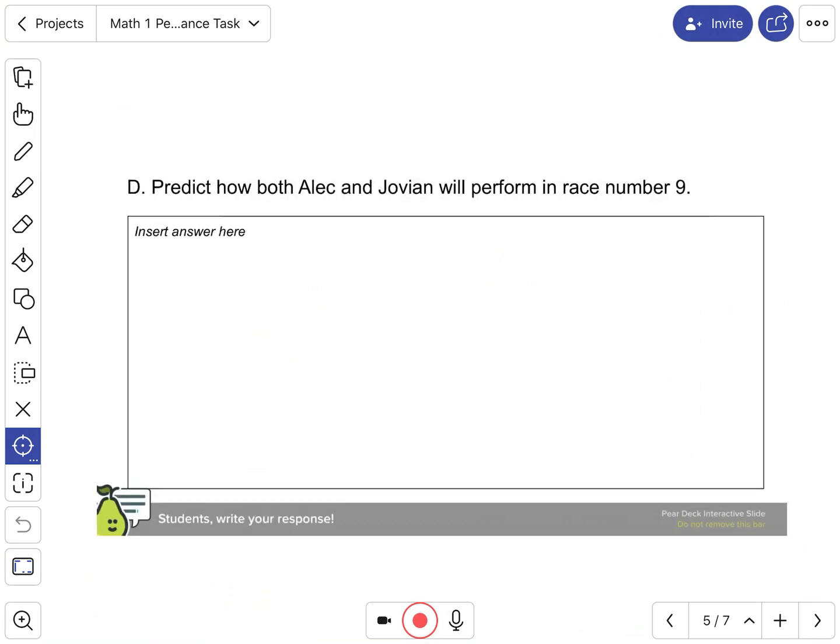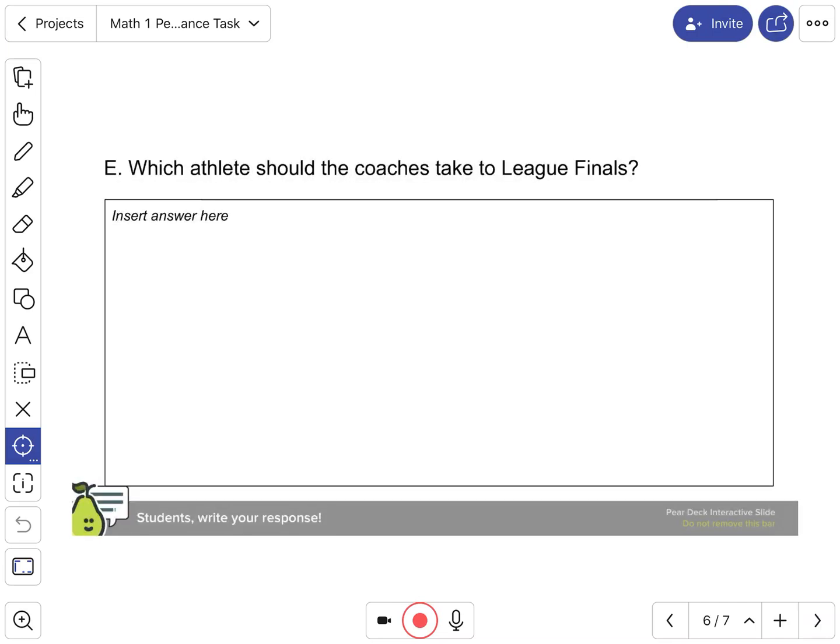And then how about race number 9? Basically you'll do the same thing that you did on race number 8, except with race number 9 you could pretty much look at the graph on both of them, or you can use the equation for Alec to determine race number 9. And then after that, you're going to determine which athlete should the coaches take to the league final. So whoever has the lowest race time, that's who they should take. So you have to determine who that's going to be.